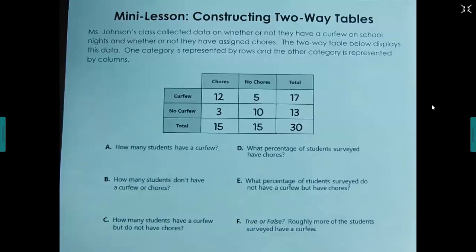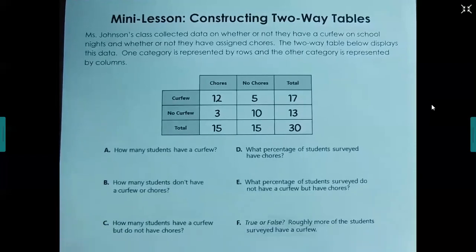It says, Miss Johnson's class collected data on whether or not they have a curfew on school nights and whether or not they have assigned chores. The two-way table below displays this data. One category is represented by rows, and the other category is represented by columns. So let's look at this example, which is known as a two-way table. And what you're going to see is that it is really looking at two categories in two ways.